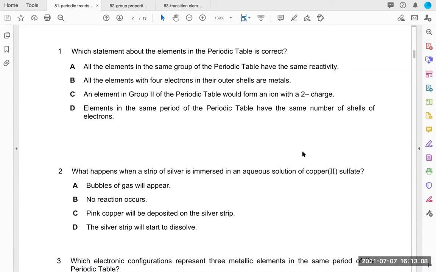An element in group 2 of the periodic table would form an ion with a 2- charge. So group 2 means they have 2 electrons in the last shell, which means they will lose 2 electrons. So when they lose 2 electrons, that means they get a 2+ charge, not 2-. Elements in the same period of the periodic table have the same number of shells. Yes, we know that the period, or the row, in the periodic table tells us about the number of shells that they have. So this one is correct.